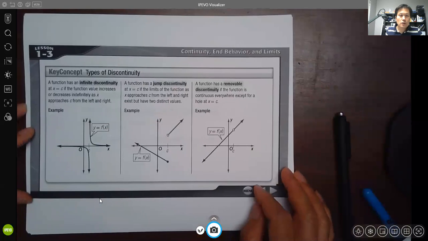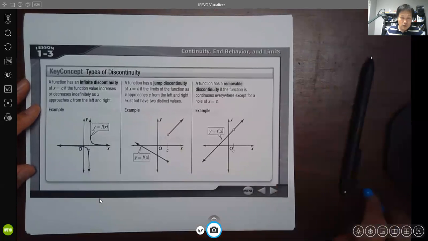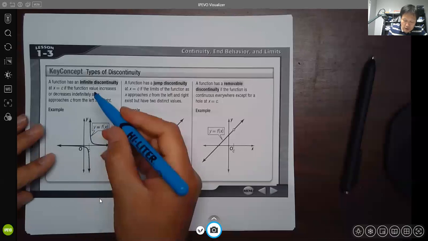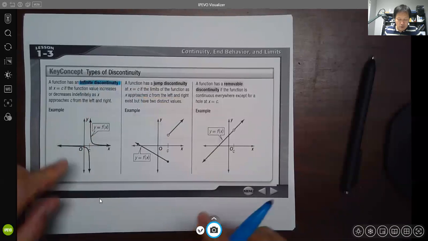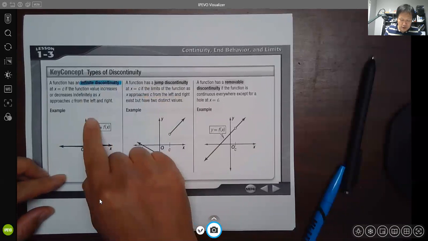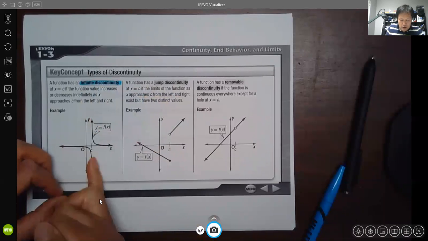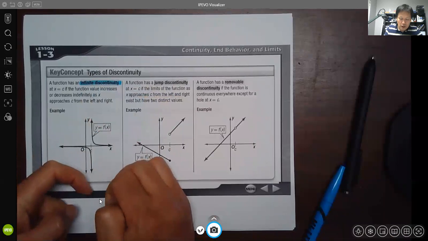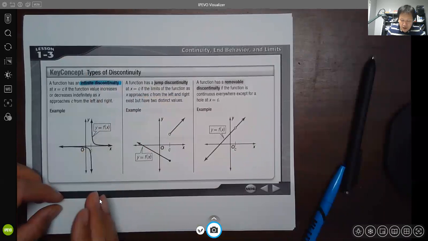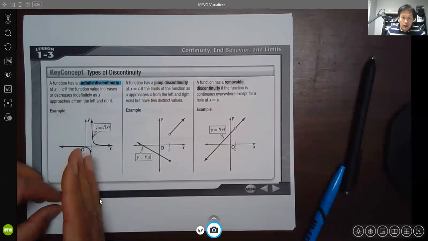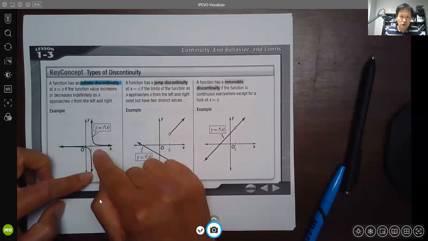Okay, there are three types of discontinuity. First one is called infinite discontinuity at x equal to c. So this function value increases, this function value decreases. So this is x value to c. Left hand keeps going down, right hand keeps going up. Of course, there's no function value defined here, and you have discontinuity at x equal to c. We call that infinite discontinuity.